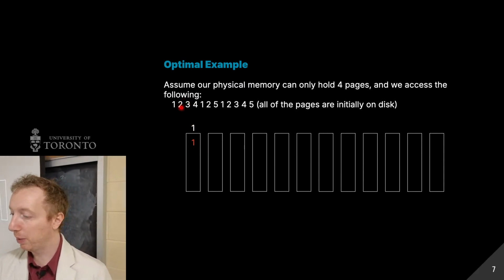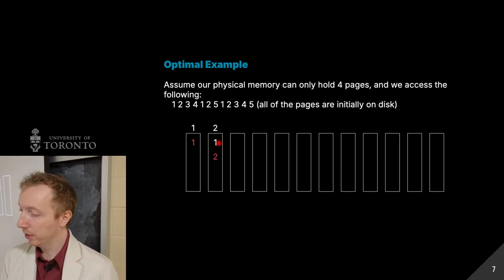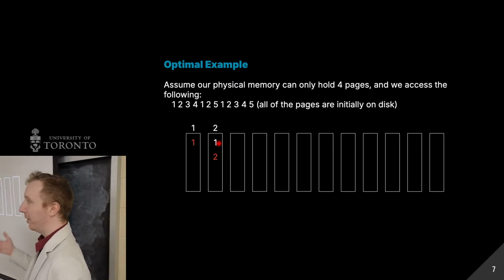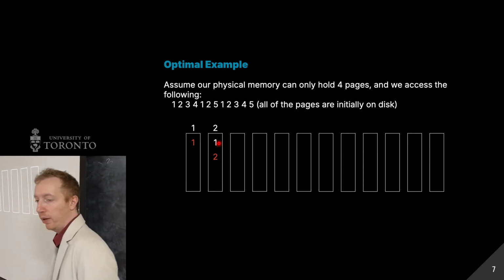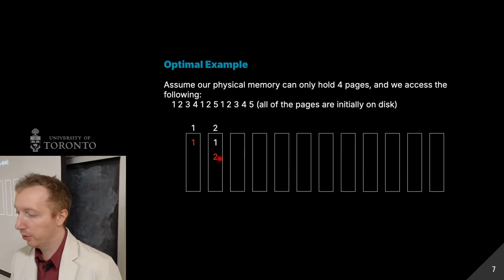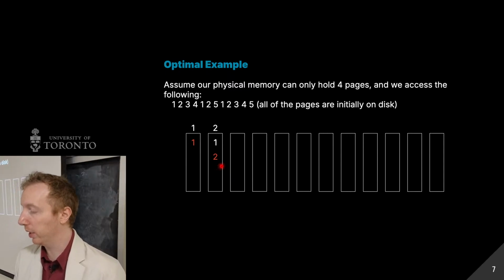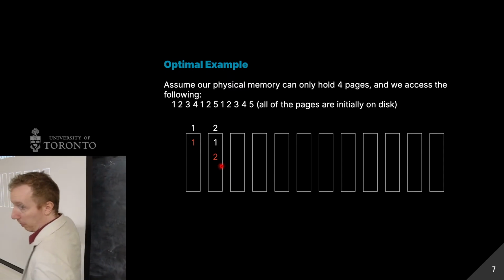So if I access page 2, same idea. I could kick out page 1, but there'd be no point to it because I have 4 slots. I can hold other ones. So I can read page 2 in from disk to memory. Again, I would put it in red here, indicating that, hey, that was a page fault. I had to read it from disk into memory.